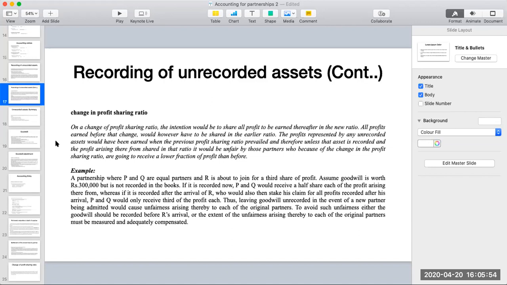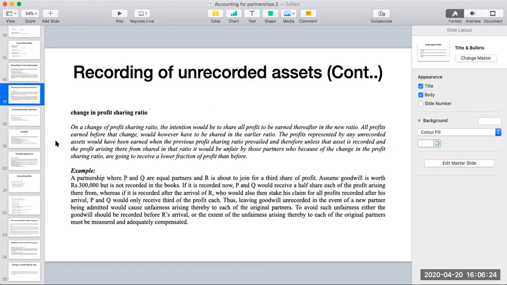Thus, leaving goodwill unrecorded in the event of a new partner being admitted would cause unfairness to each of the original partners. To avoid such unfairness, either the goodwill should be recorded before R's arrival, or the extent of the unfairness arising to each of the original partners must be measured and adequately compensated.